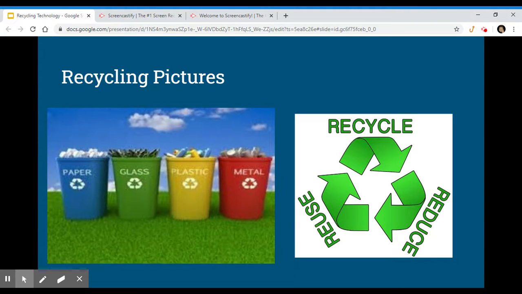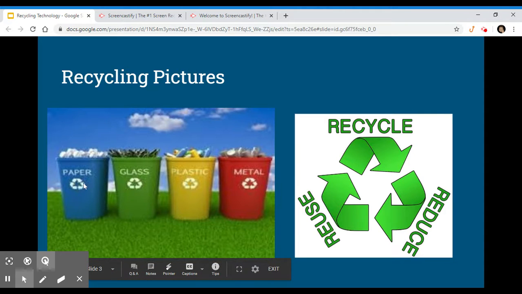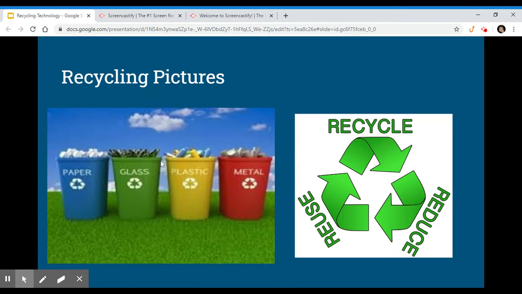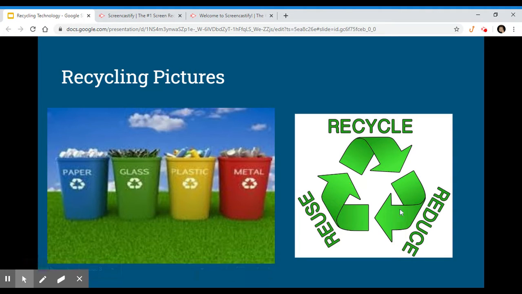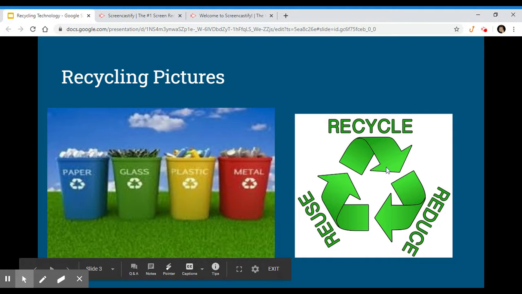On this slide, I provided a couple of recycling pictures. You see here, this is a bin of paper, glass, plastic, and metal. That's where you're dividing all the different recycling items into these different bins. And on this picture, it says reuse, recycle, reduce. That's how the saying goes. You recycle, you reduce what you use, and you reuse it. And it's a cycle.